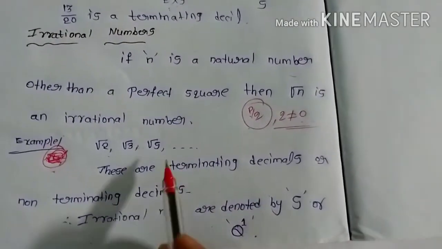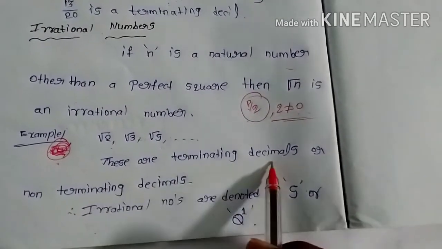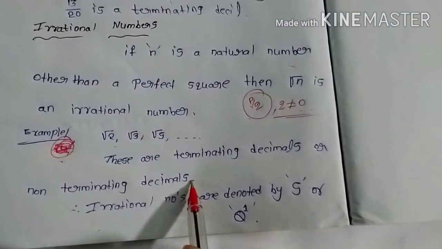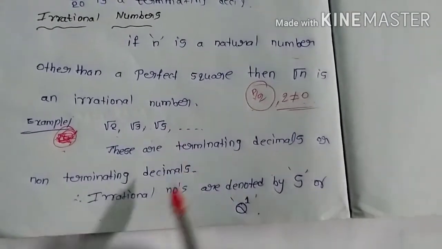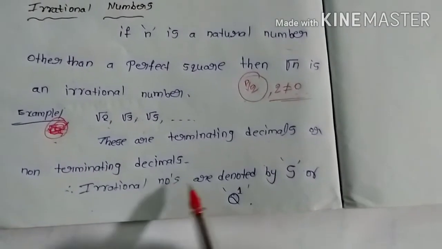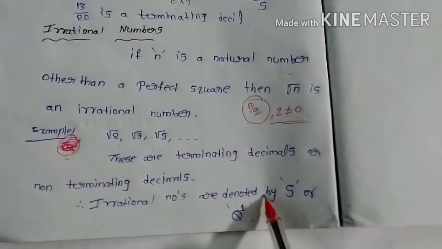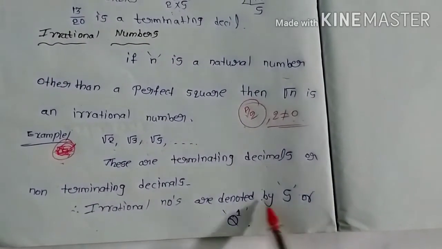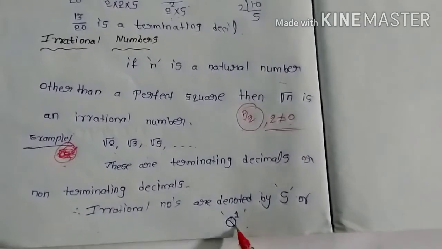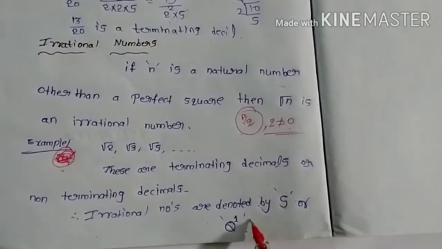See, how can these irrational numbers be? They may be terminating decimals or non-terminating decimals. Now you can see irrational numbers are denoted by, you know that rational numbers can be represented by q. Yes or no? Yes. Irrational numbers are represented by s or q1. You can remember here s or q1.